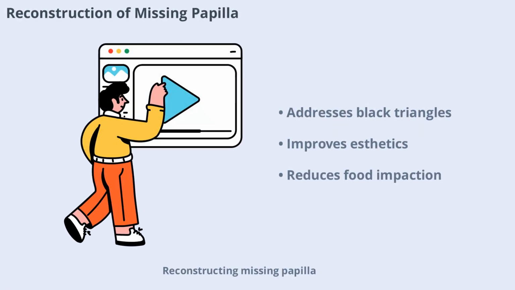Reconstructing missing papilla, the small triangular gum tissue between teeth, is a challenging aspect of periodontal therapy. Loss of papilla can lead to unsightly gaps and food impaction. Several surgical techniques have been developed to address this issue, each with its own advantages and limitations. In the following scenes, we'll explore some of the most notable approaches.